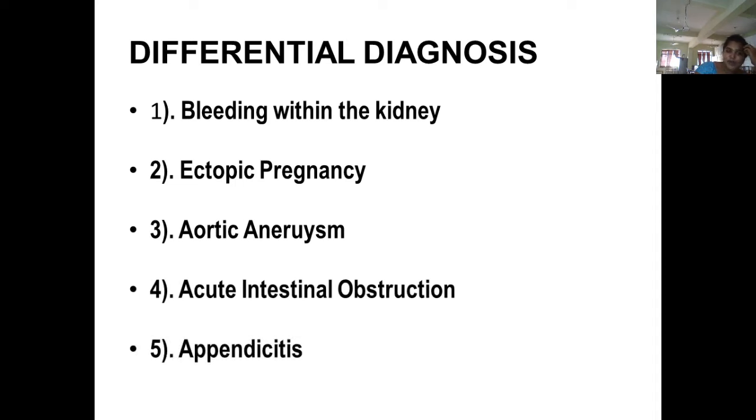Ectopic pregnancy means the pregnancy is seen in the fallopian tubes. Bleeding within the kidney may be because of glomerulonephritis or other glomerular problems. An aortic aneurysm is an aneurysm formed in the aorta. Intestinal obstruction may be due to feces, or because of fistulas and fissures. And appendicitis, all of you know, is an emergency condition.